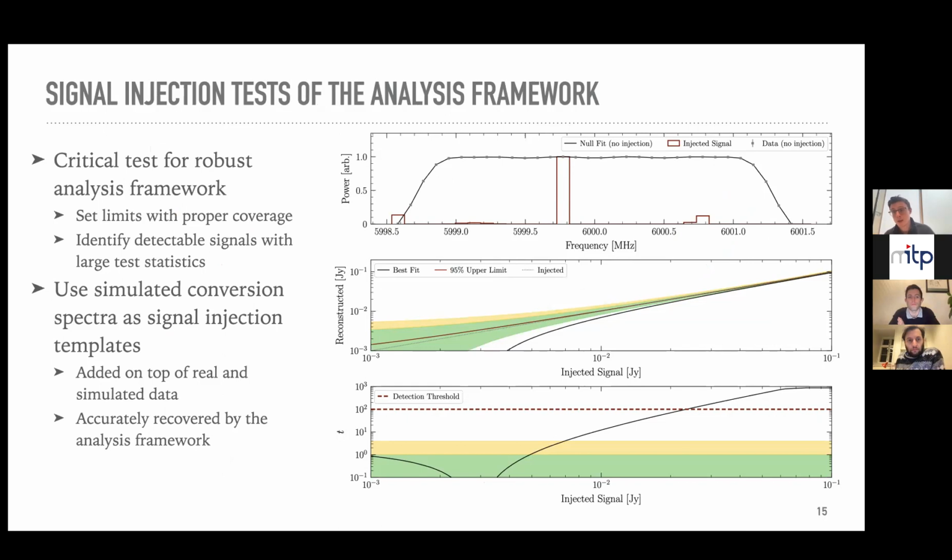So what I've done here is I've taken one of these spectra that Sam generated, downbinned it to the frequency resolution at which we performed the analysis, and then just injected it on top of real data. And I'm making sure that when I inject the excess in real data, that I can actually recover it.